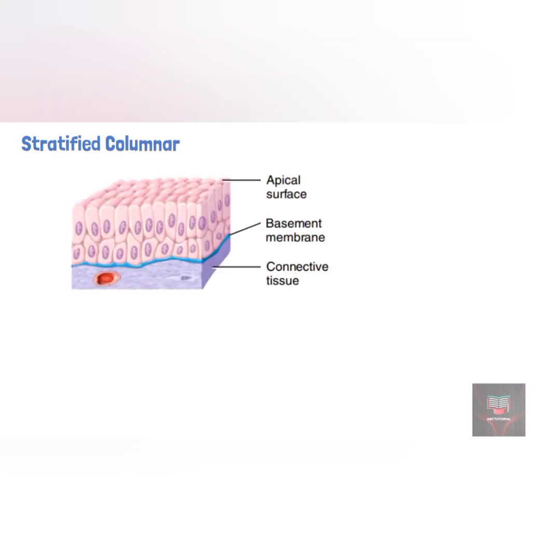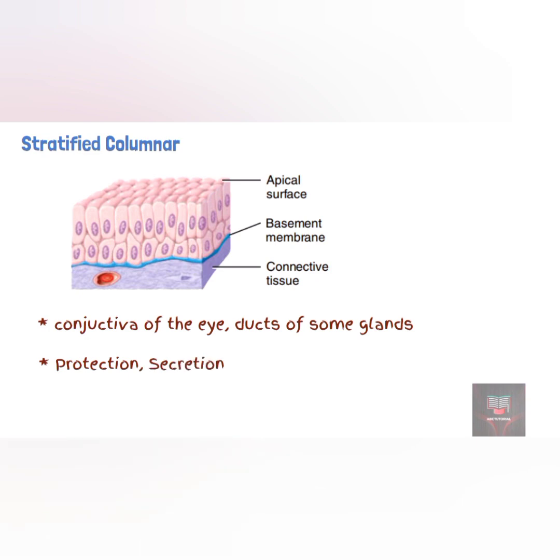Stratified columnar epithelium is a type of epithelium in which the uppermost cells have columnar shapes. However, the basal cells are usually shortened and irregularly shaped. It is found in the conjunctiva and also forms the duct of some glands. It functions for protection and secretion of substances.